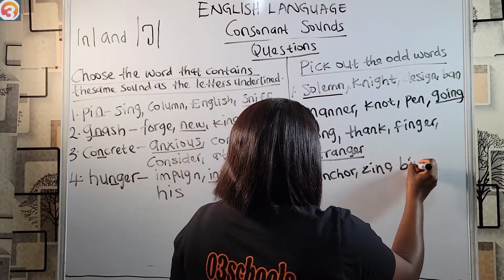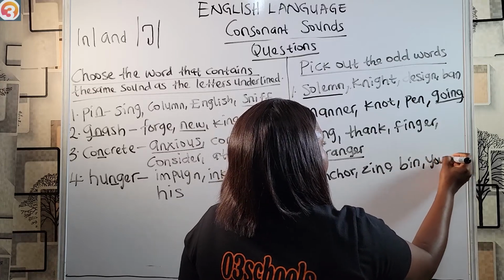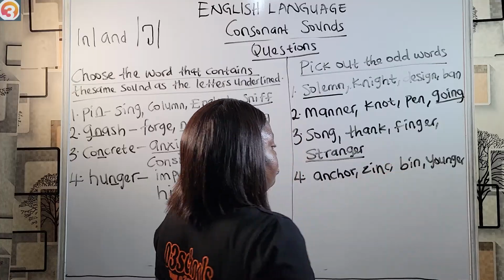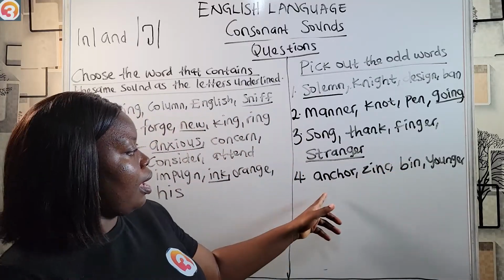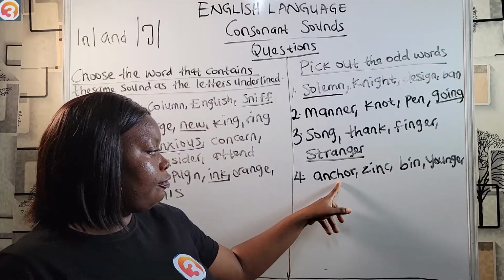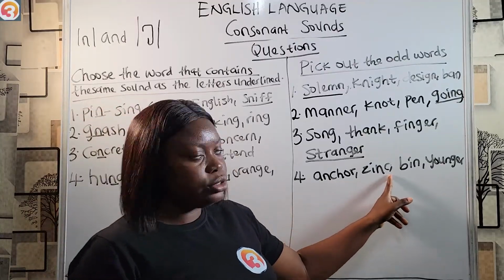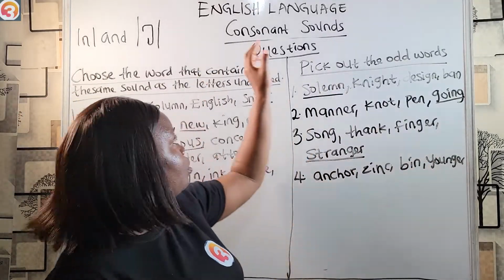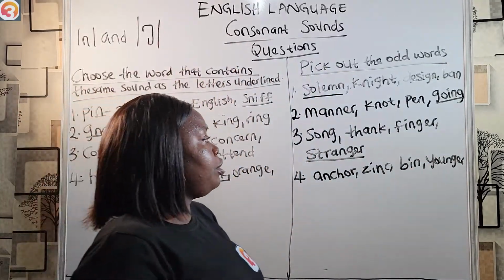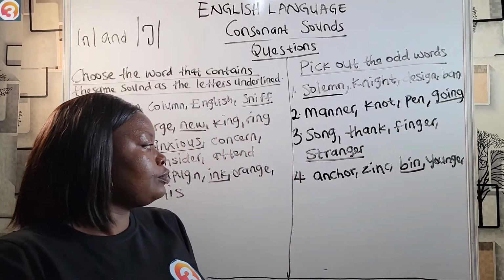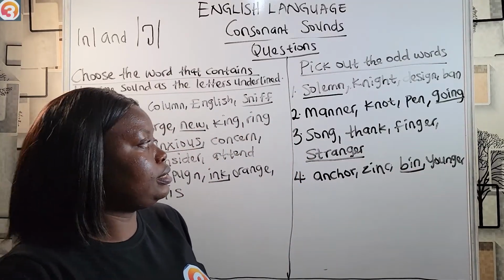Another question we have: anchor, zinc, bean, younger. Anchor, zinc, bean, younger. Here the N is coming before K. The N is also coming before K. So we know that they both contain the ng sound. Same thing for younger, it also contains the ng sound, but it's not in bean. So bean is the odd word in this group.